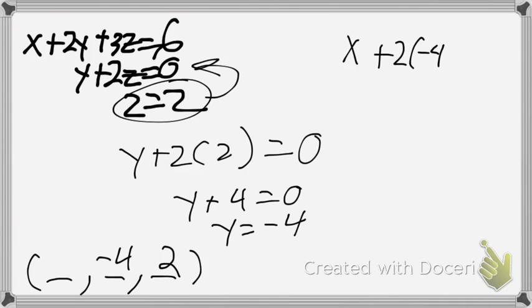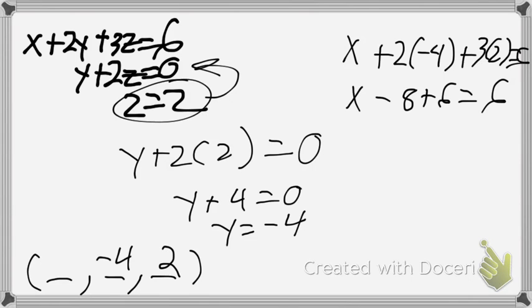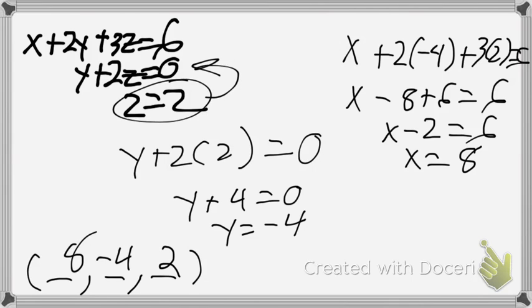So we're going to plug both of those back into the top one. x plus 2 times negative 4, plus 3 times 2 equals 6. That gives us x minus 8 plus 6 equals 6, or x minus 2 equals 6, or x equals 8. So our ordered triplet is 8, negative 4, 2.